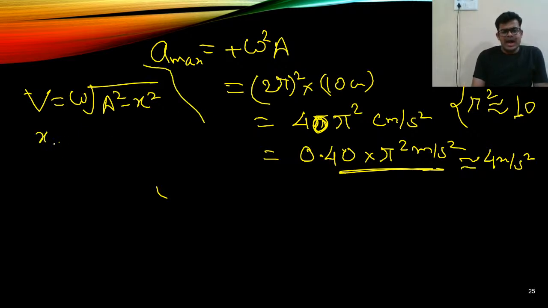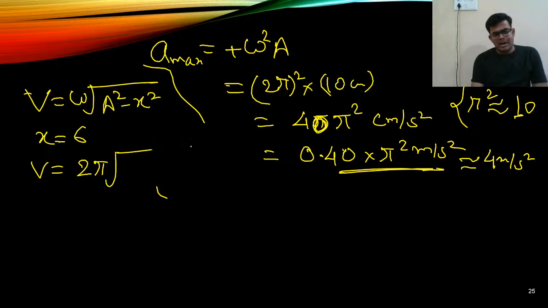Now what you will do? Add x is equal to 6. What you will write? v equals omega. Value of omega was what? 6.28. You can write 6.28 or you can write 2 pi also, whatever is the form of answer, you have to write accordingly. Minus a for amplitude, that is 10 centimeter square, minus x square, that is 6 centimeter square.